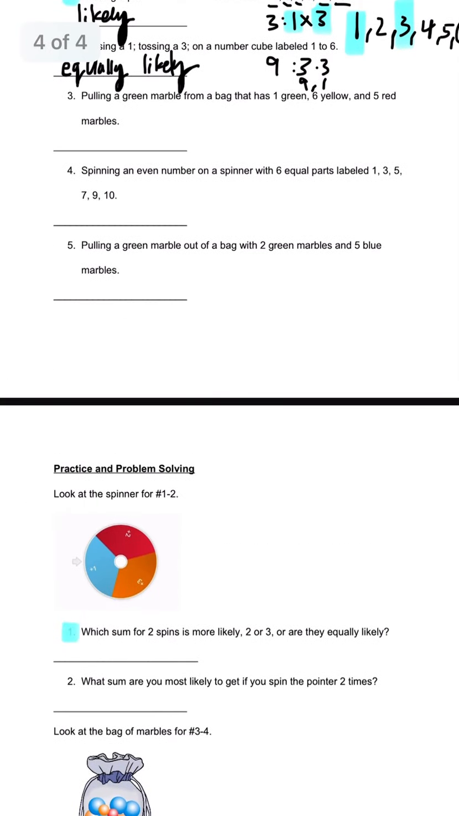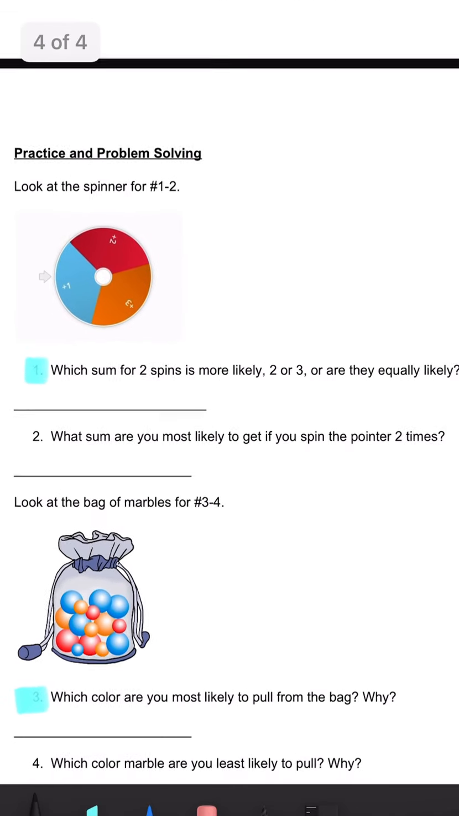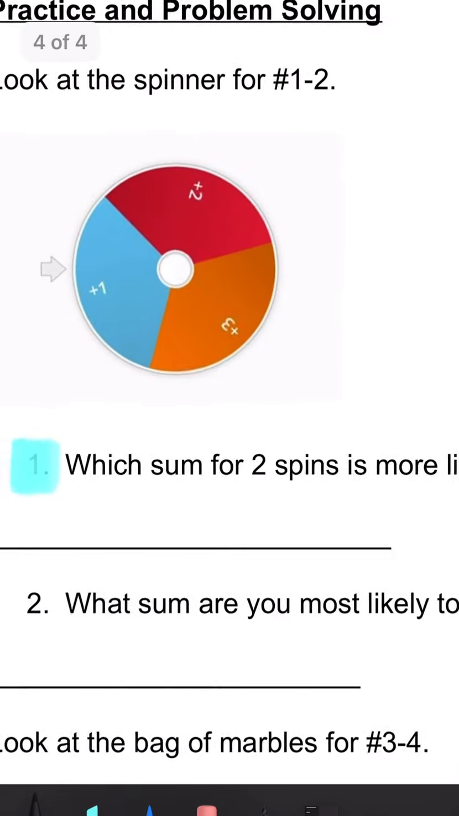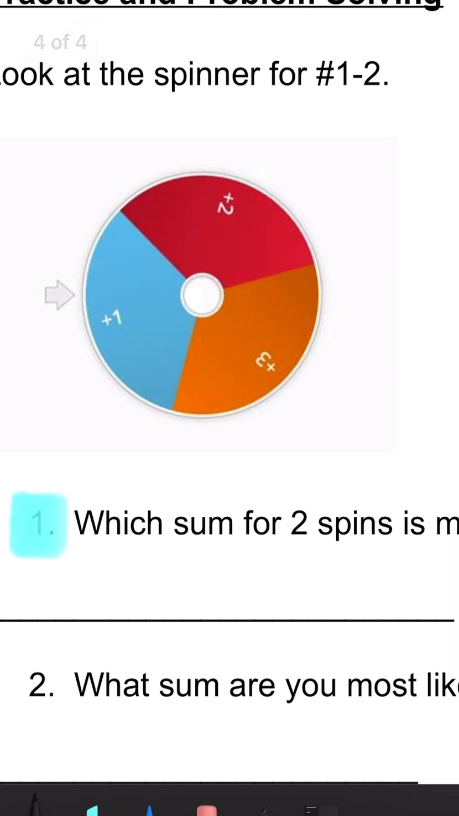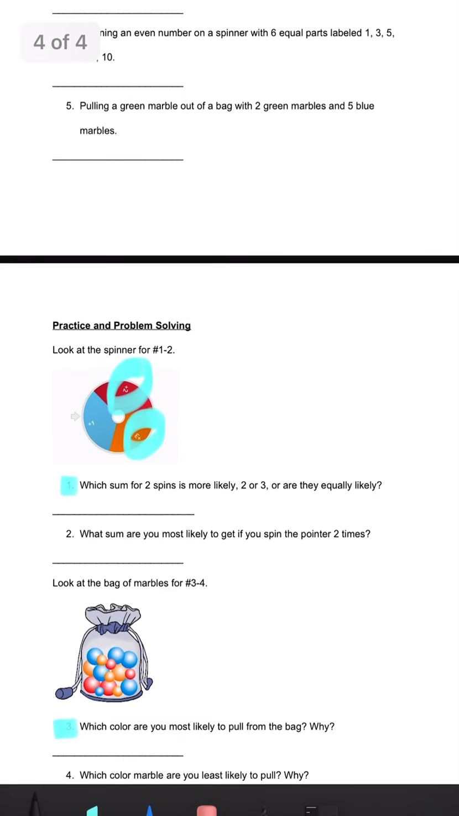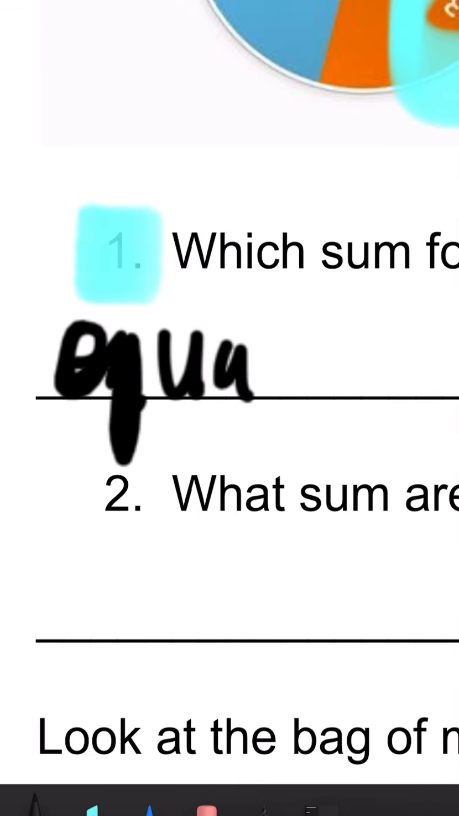Okay, let's take a look at the last page. Practice and problem solving. Number 1, which sum for 2 spins is more likely, 2 or 3, or are they equally likely? Just like the last problem, we're going to see how many 2's there are and how many 3's there are. There's 1 2 and 1 3. Let me circle these instead. So we know that it's equally likely because they both have an equal chance of landing.